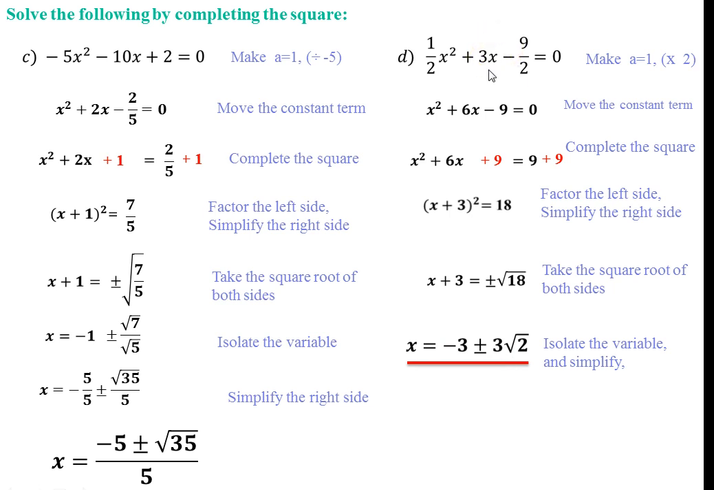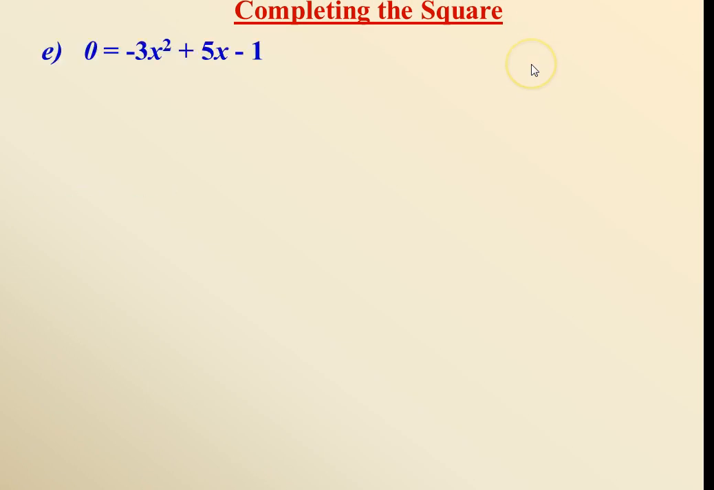Alright. We got one more to do. Let's complete the square of this question. Alright. You guys try this one on your own. Pause it. See how you do. And then we'll do it together as a group. See how far you got.